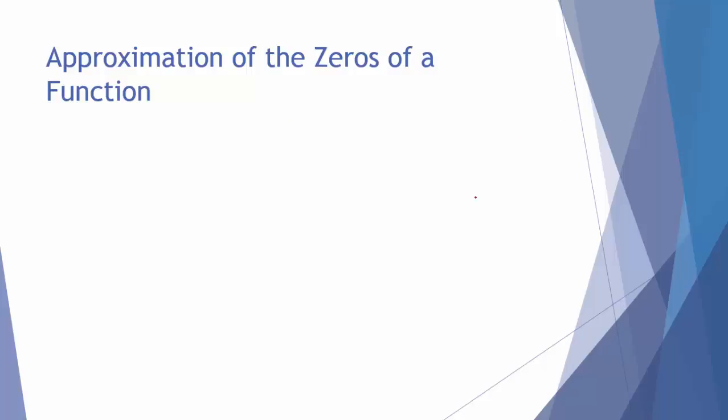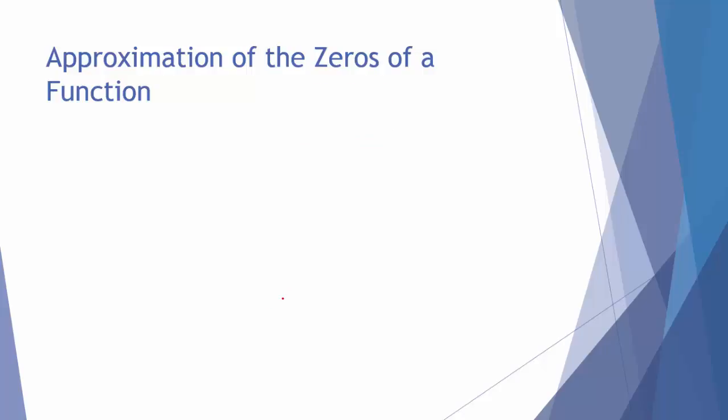And just as a vocabulary check, when we talk about zeros, there are actually multiple ways that we can refer to zeros. Zeros are also known as the solutions of an equation, the roots of a function, x-intercepts of a graph. All of these things are considered zeros of a function. So lots of different ways to refer to them.